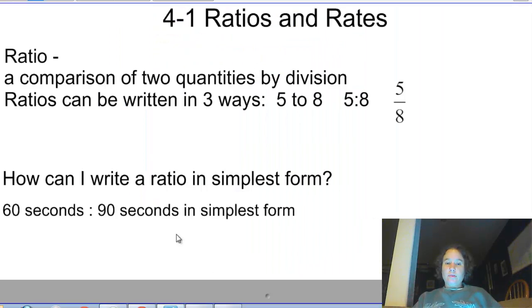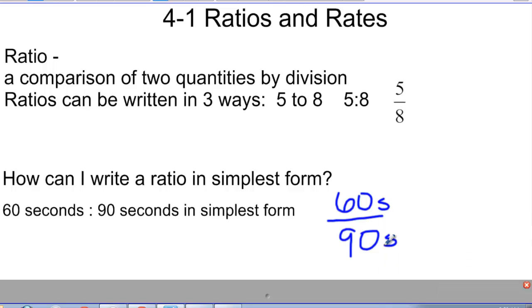One thing that we do with ratios is we sometimes want to simplify them. So I want to know what the simplified version of this ratio is. 60 to 90, I can simplify that the same way that I would simplify a fraction. I notice that both 60 and 90 can be divided by 30. So I can divide both of these by 30.